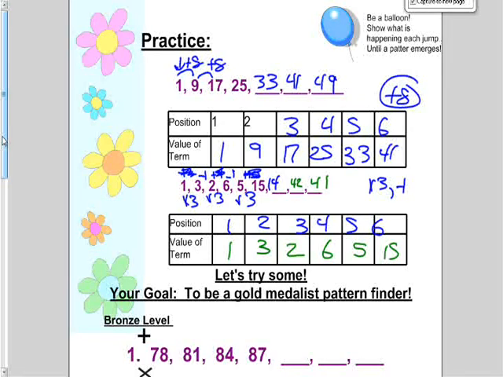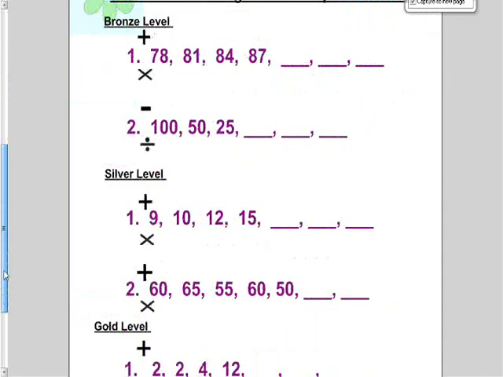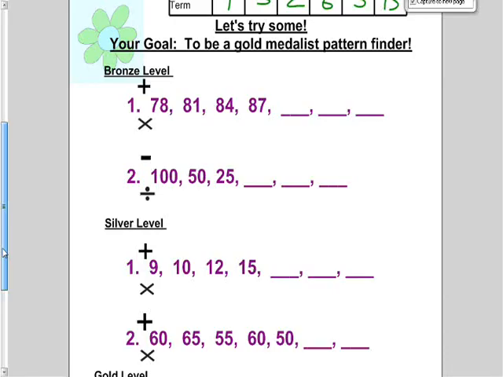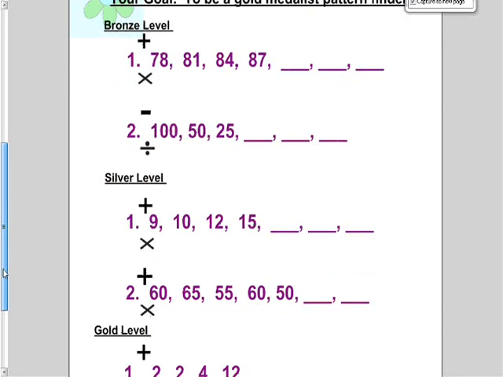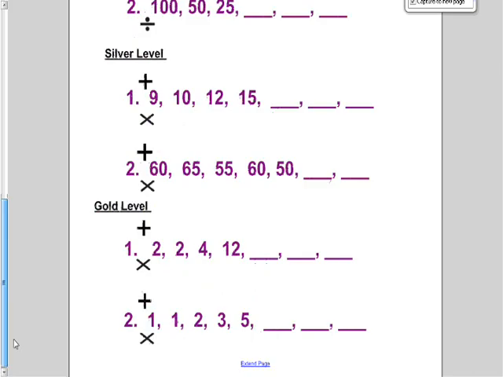All right, go ahead and you're going to try these patterns. Start with the bronze level. That's your easier ones. See if you can get those right. Then try your silver level, a little bit more difficult. Challenge yourself. And then this is your bonus challenge. See if you can solve these gold level problems. Go ahead and pause the video and then unpause to check out your answers.